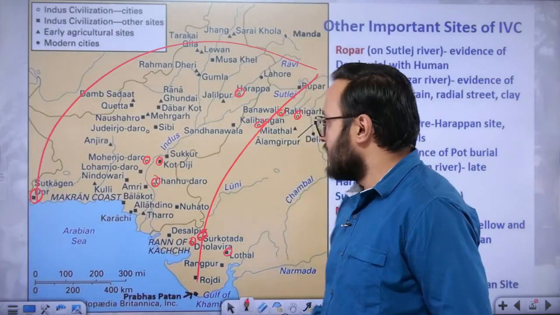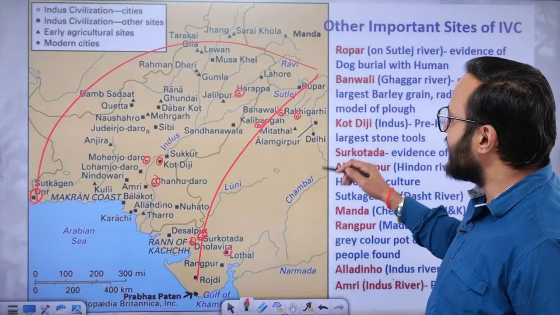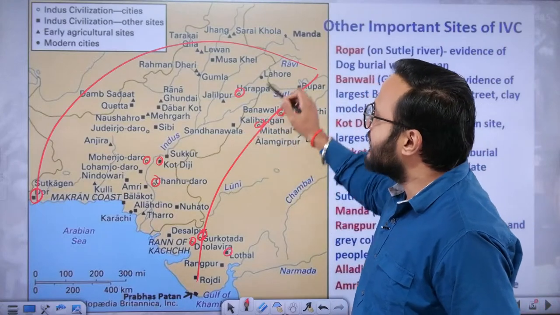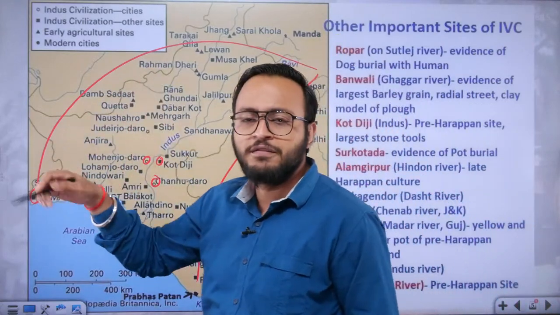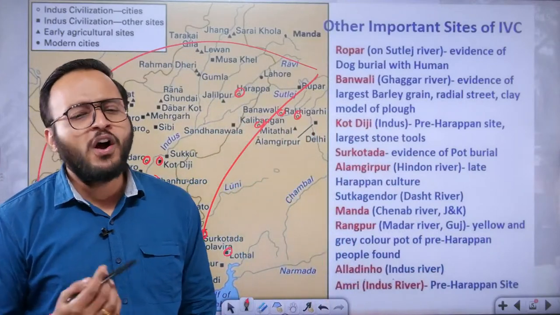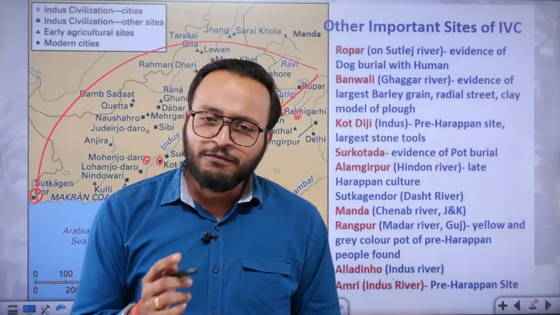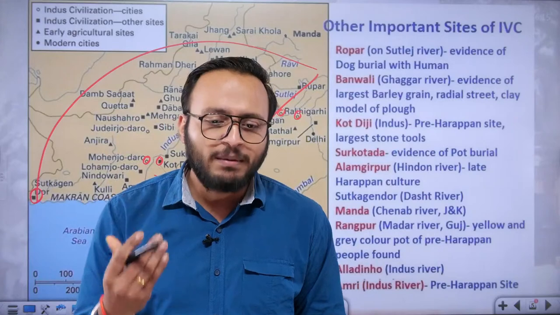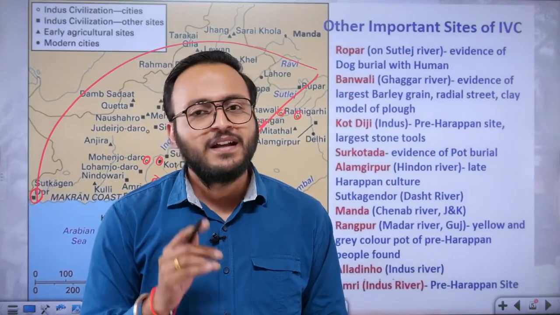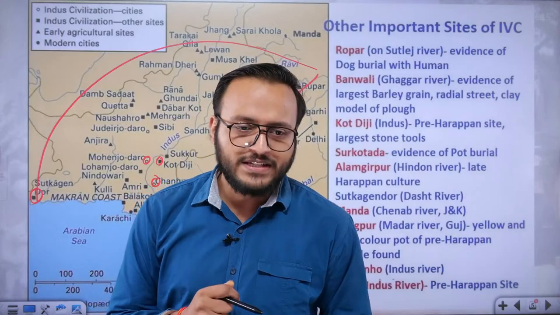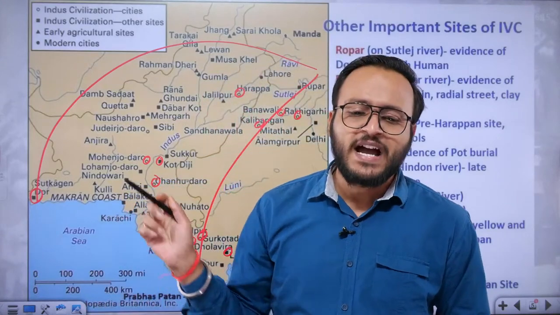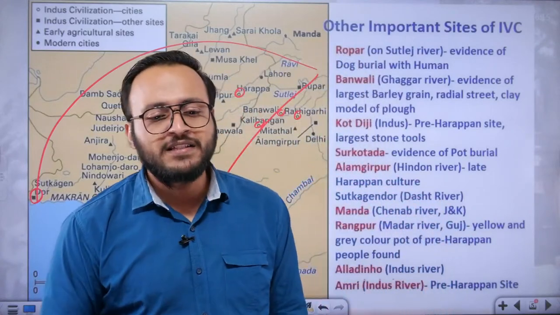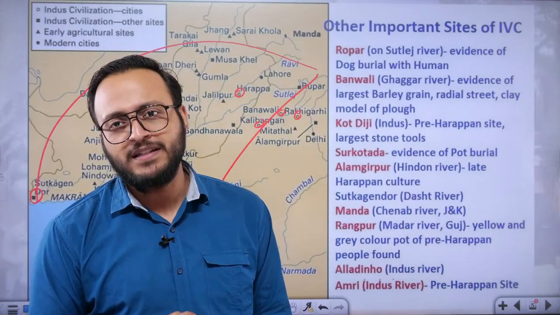Here we can say that apart from these crucial, important places, there are hundreds of other places which we cannot recall. And obviously, if we cannot recall all the places, we should try to remember at least a few important places related to the Harappan civilization. Apart from the places which I indicated on the map, we have several other important places.